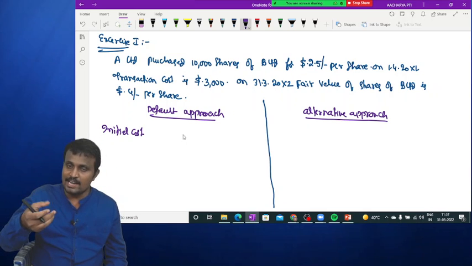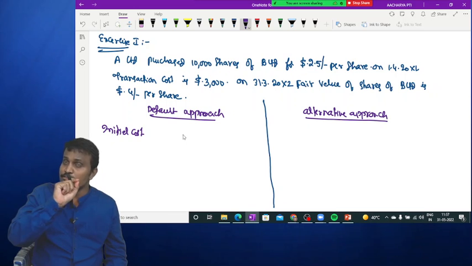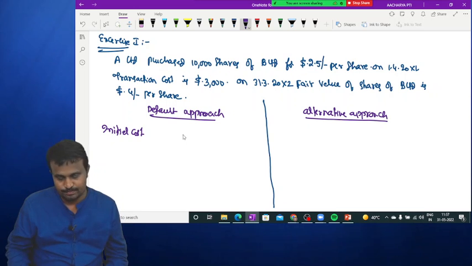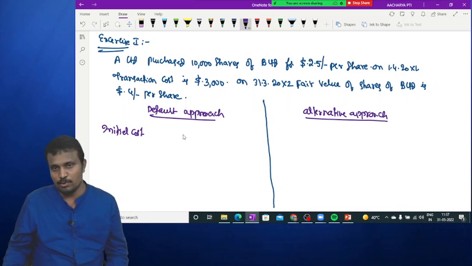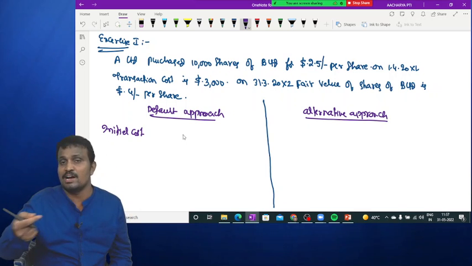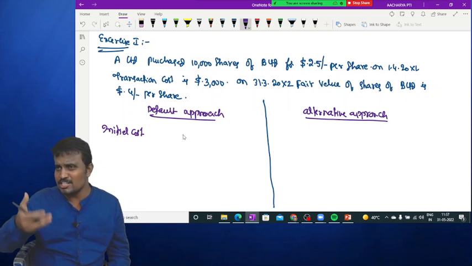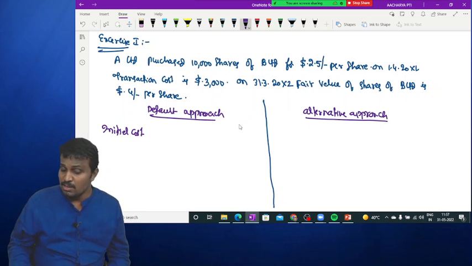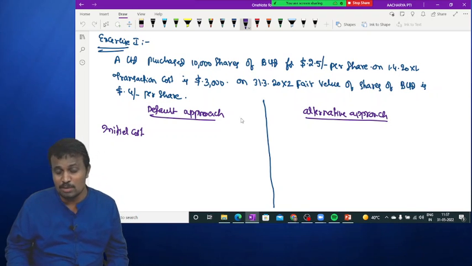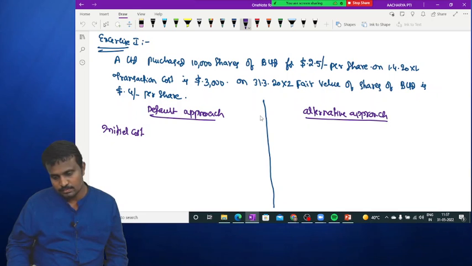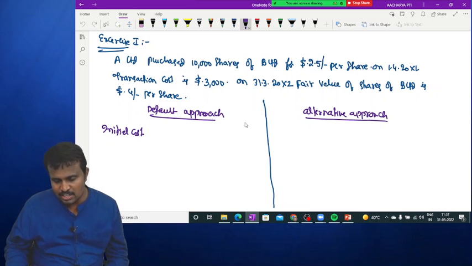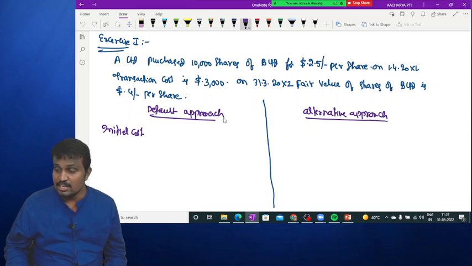And some MCQs are given, for example, which of the following is covered under default approach? Some options are provided, like fair value through other comprehensive income, fair value through profit and loss, and amortized cost. So these types of options are there. Whenever we have the default approach, which option do we have to select?